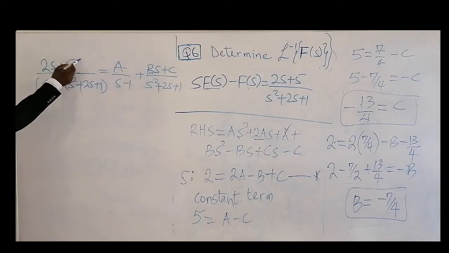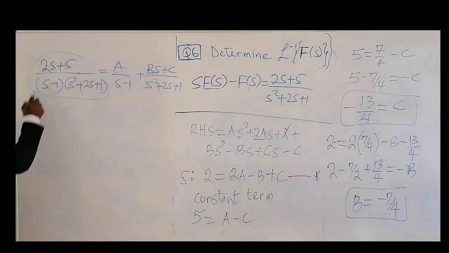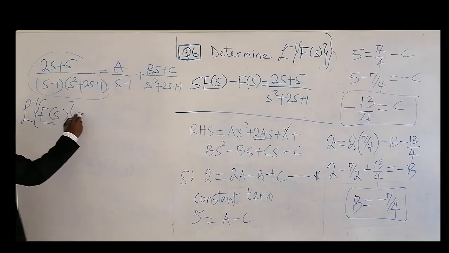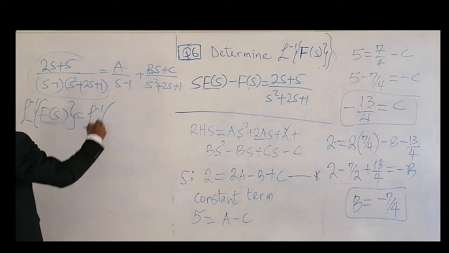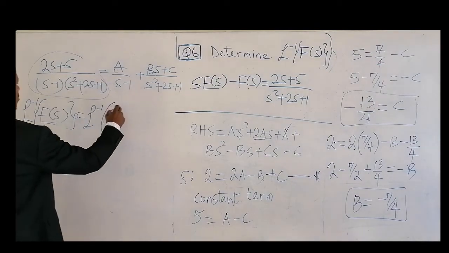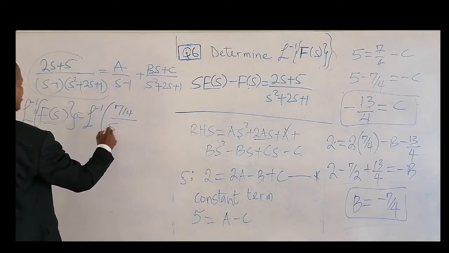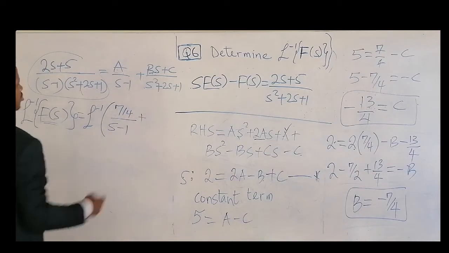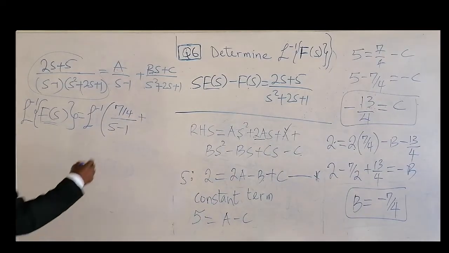And don't forget, this expression is this. Now take the inverse of that. Take the inverse of this function, which is equal to the inverse of your A, which is 7 over 4 over x minus 1, plus B, which is minus 7 over 4.